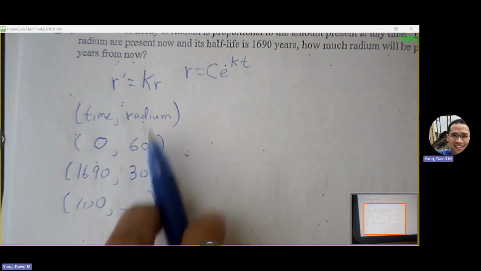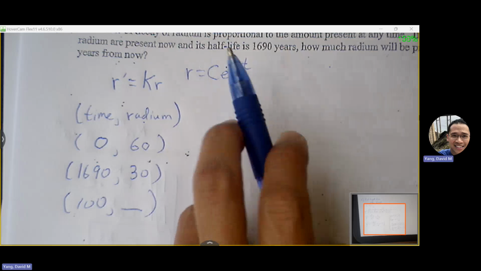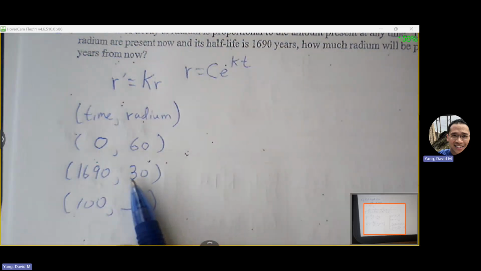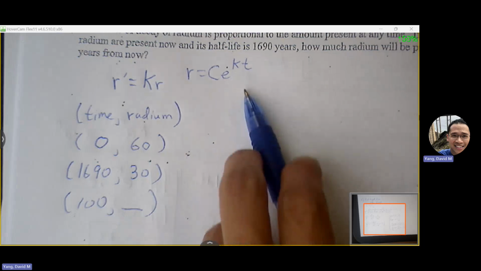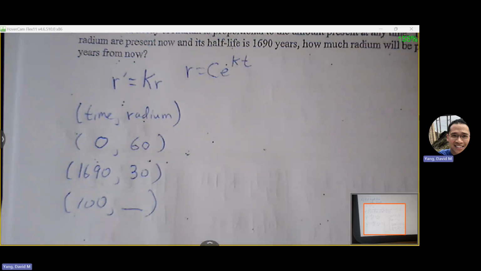Okay. So you use that 0,60. This will help you solve for C, update the equation, use a second order pair, plug in, solve for K, update the equation, and then finally plug in 100 to make your final answer. Okay, try that.